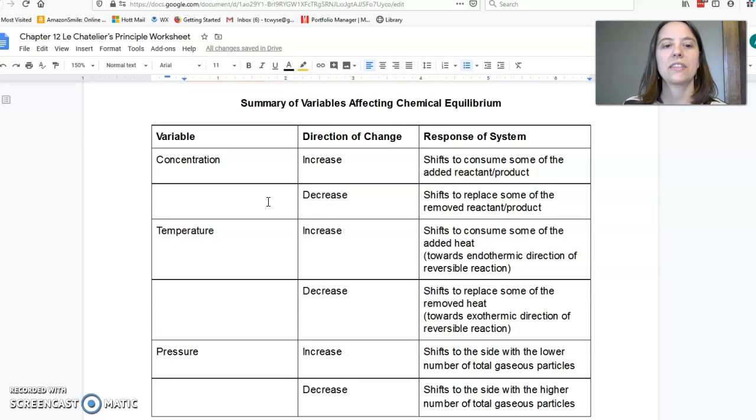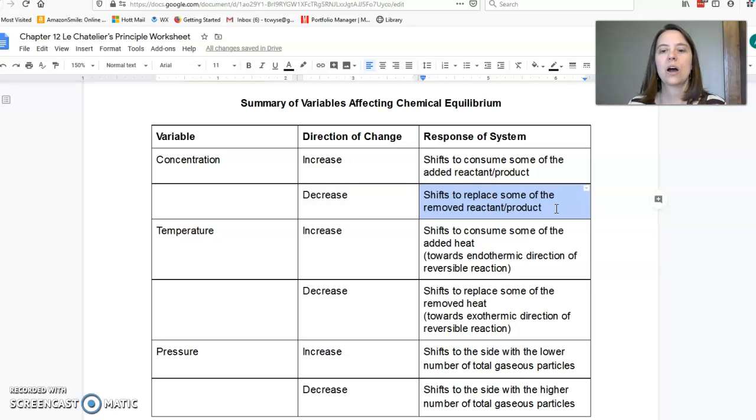Let's look at this table, which is a summary of variables affecting the chemical equilibrium. For concentration, we could either increase or decrease. If you increase the concentration, it shifts to consume some of the added reactant or product. So adding reactant will shift it so that the reactant reacts and forms product, so it shifts towards the products. And adding product, the reverse reaction will occur and it will shift towards the reactants. Decreasing concentration is the opposite. It shifts to replace some of the removed reactant or product.